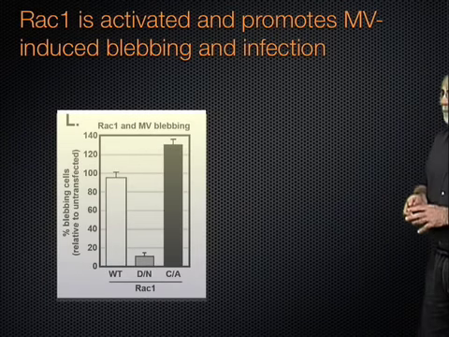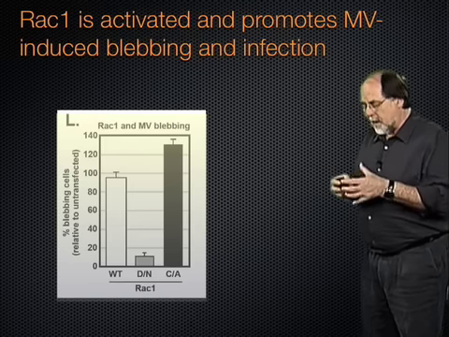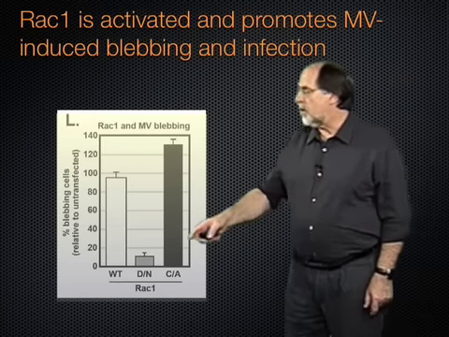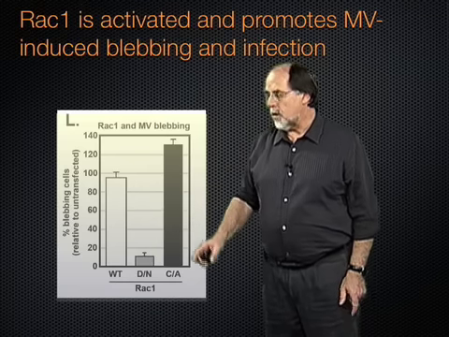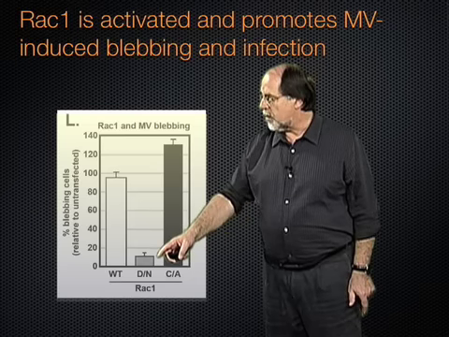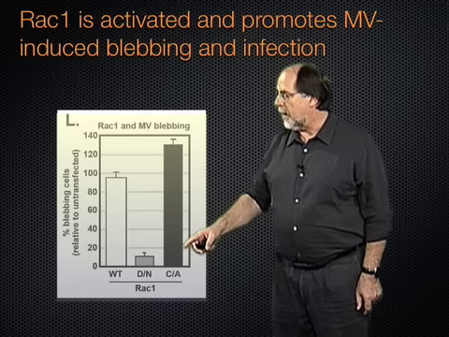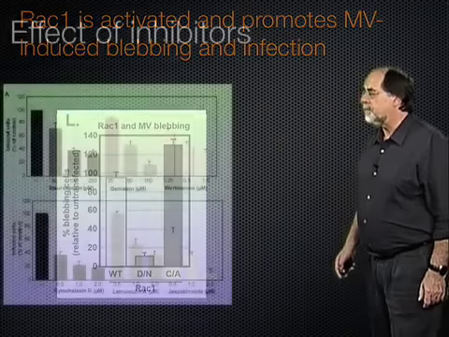Now, you can then also look at what the blebbing means. Is it essential for infection or not? And you can see if you use a dominant negative RAC1 construct, you block blebbing. You also block infection. It's not shown here. If you have a constitutively active RAC1, you increase blebbing and also infection.